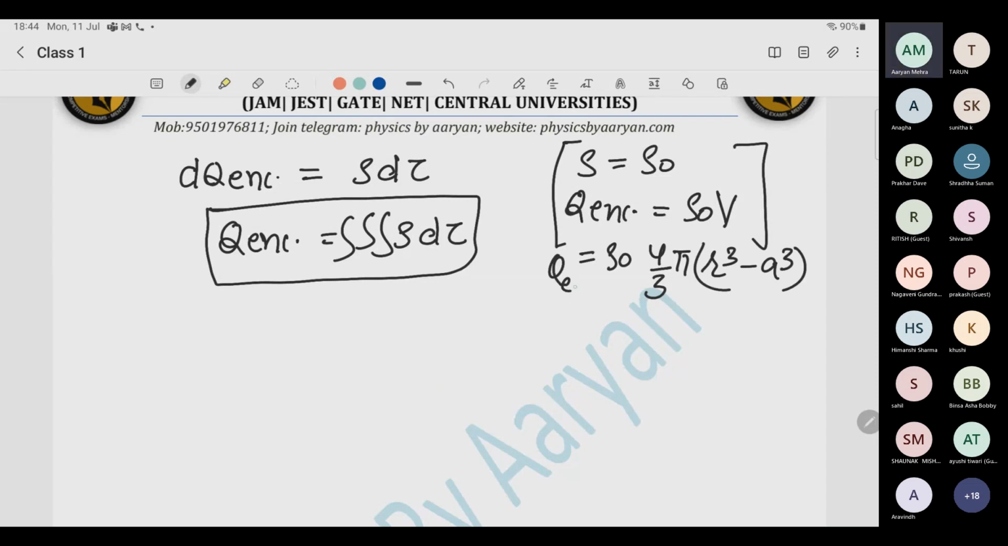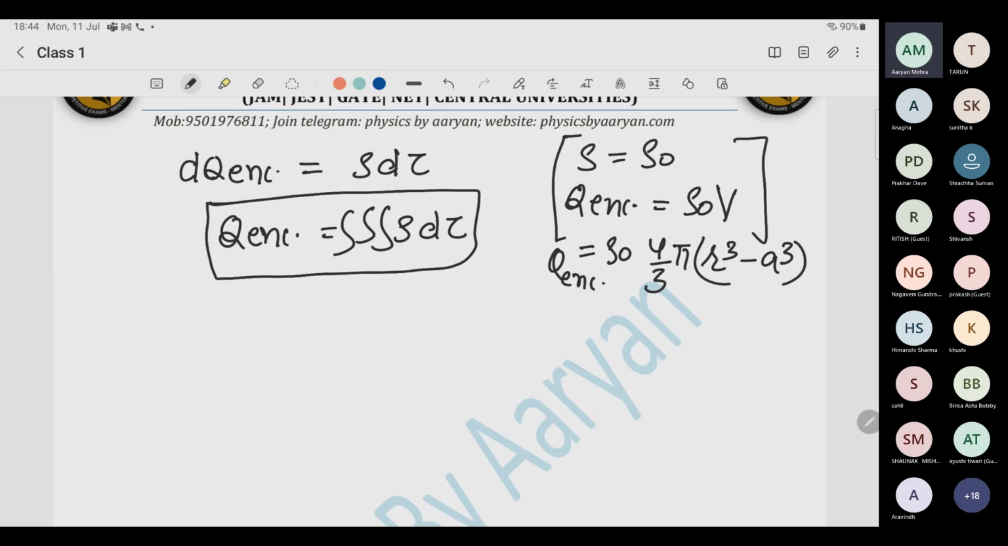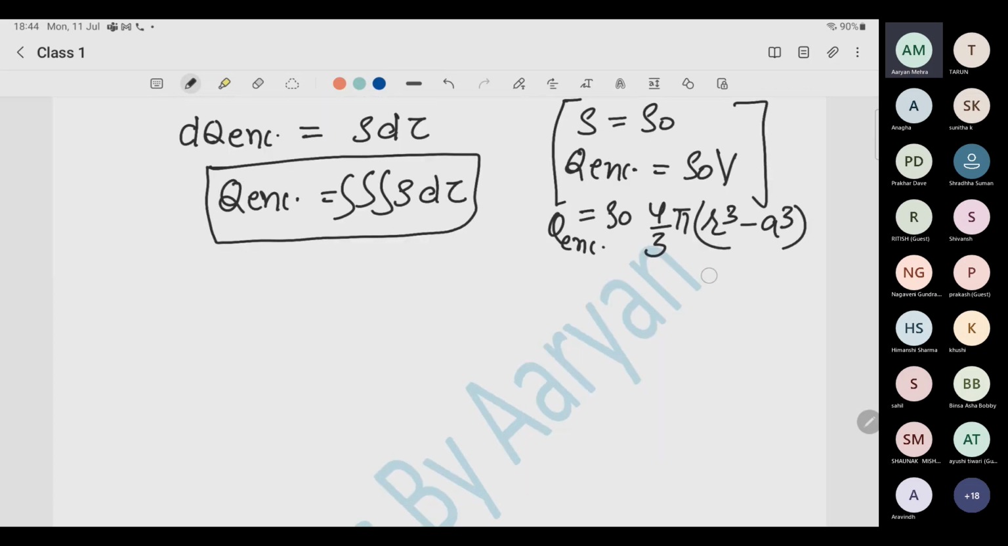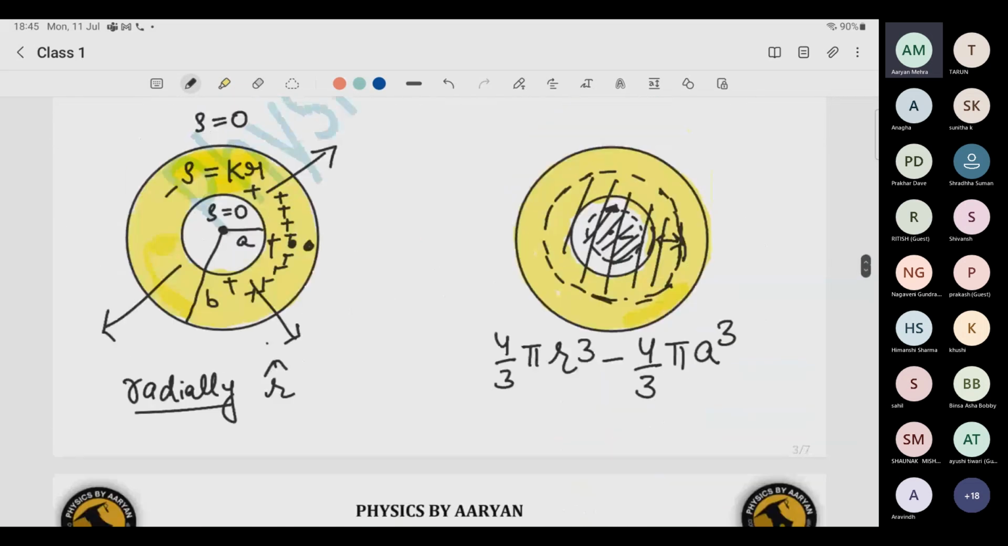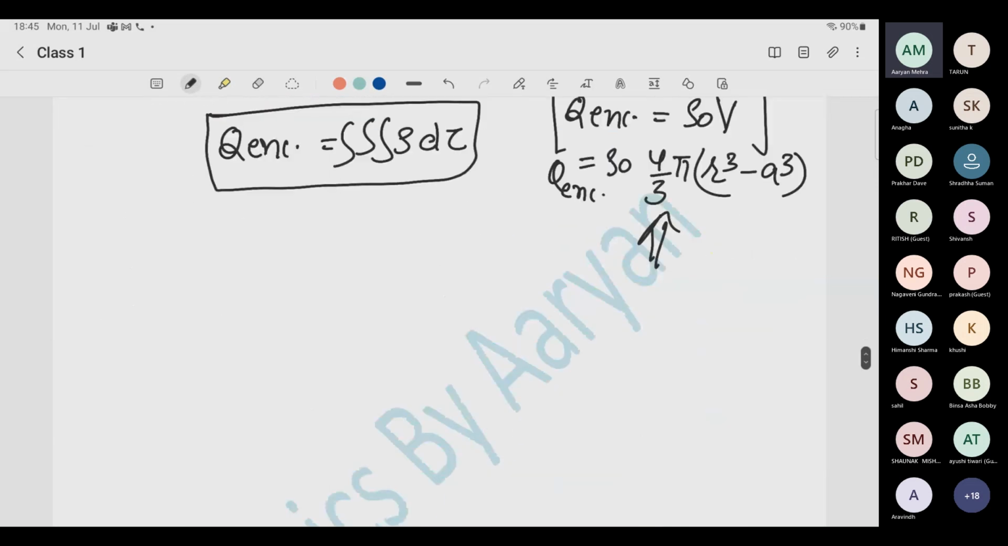This is your charge enclosed, but now our charge density is not constant. So till here, do you understand how I did this? Anybody who does not understand, I will explain it again. It is quite simple. If your charge density is constant, charge enclosed will be density multiplied by volume, and volume is this entire volume minus the volume in which charge density is not present. Simple. But now we cannot do this in this situation. Why? Because rho is not constant.